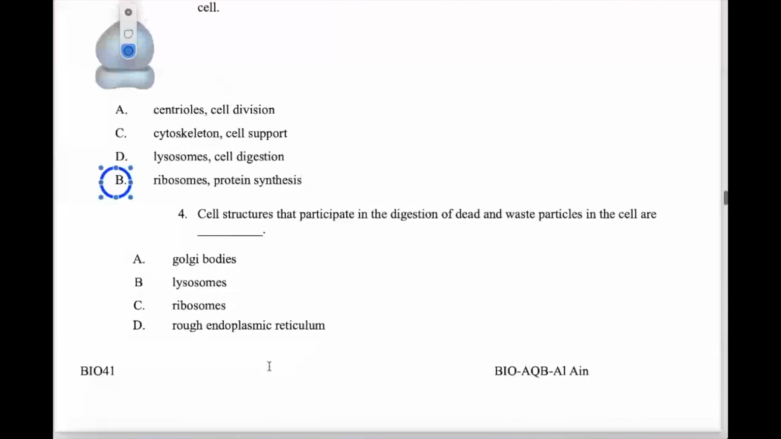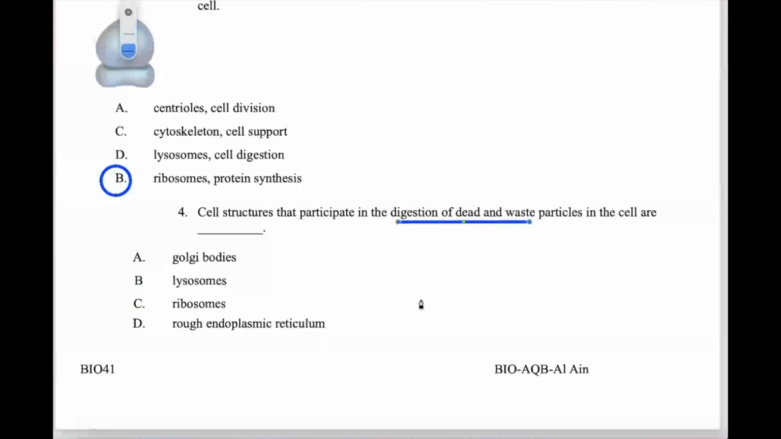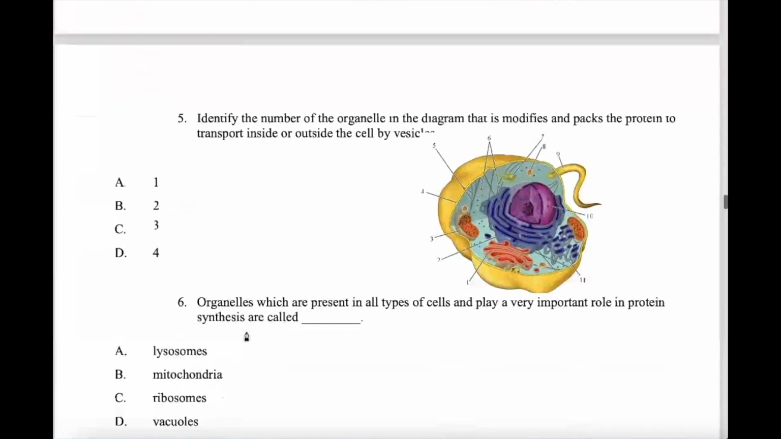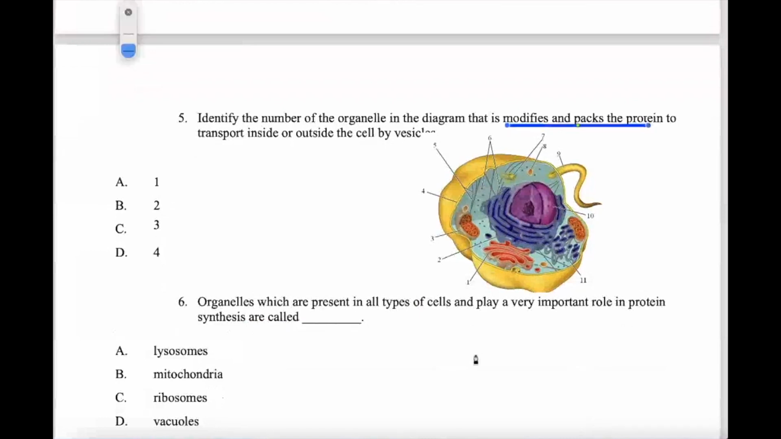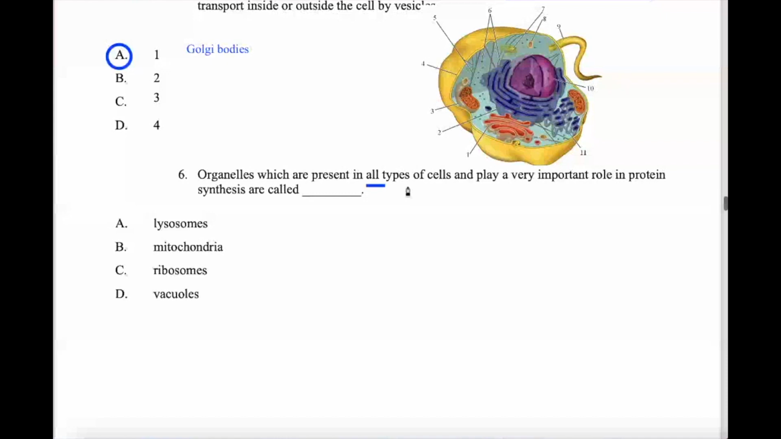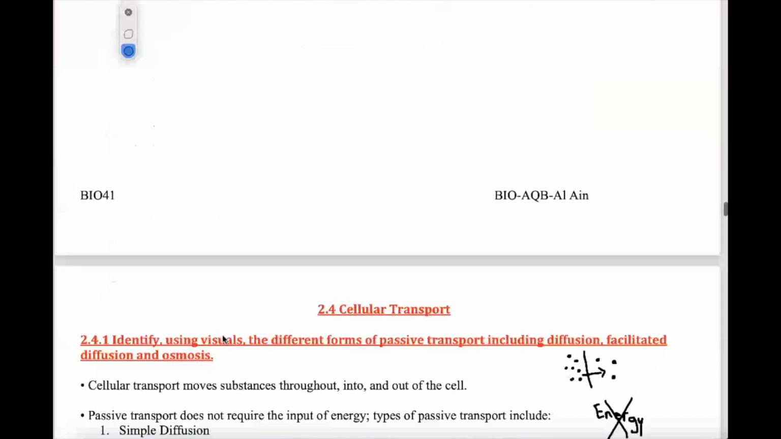Cell structure that participates in the digestion of dead organelles? Lysosomes. Very good. Identify the number of the organelle that modifies and packs the proteins. One. What's the name? Golgi. Very good. Yes, because it's like Wi-Fi signals. Golgi, not Golgo. Okay. Next, organelles which are present in all types of cells? Ribosomes. Excellent.